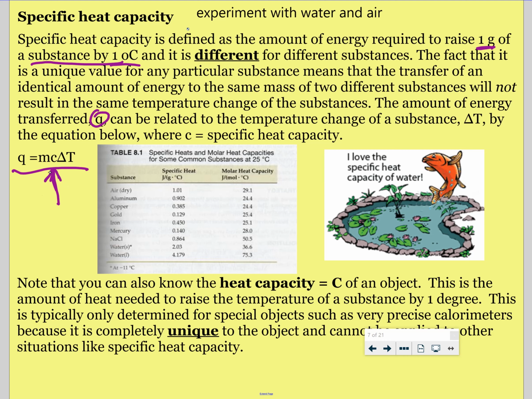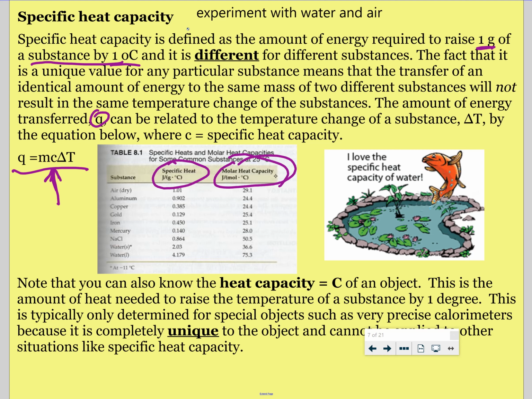Once again, we have a list of several things here of specific heats in joules per gram degrees Celsius. Sometimes you'll see molar heat capacities where joules per mole degrees Celsius.